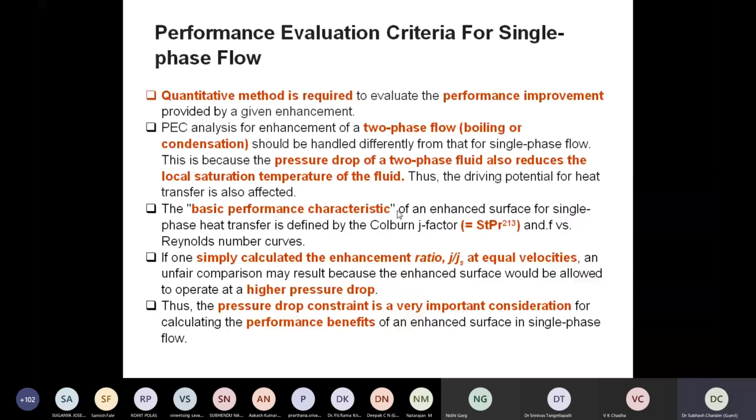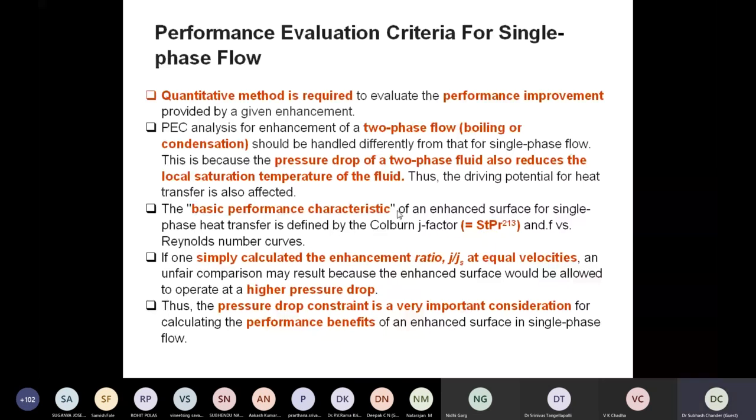That's important because I will be dealing more with single-phase flow. Two-phase flow, boiling or condensation, should be handled differently from the single-phase flow. This is because the pressure drop of the two-phase fluid also reduces the local saturation temperature. So this will affect the heat transfer potential of that particular device, right?